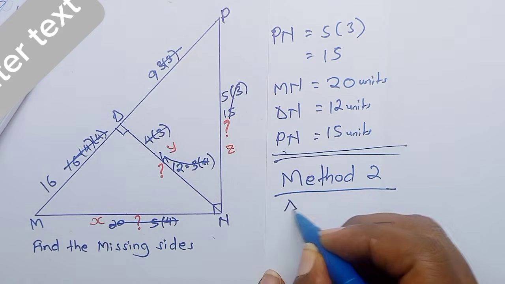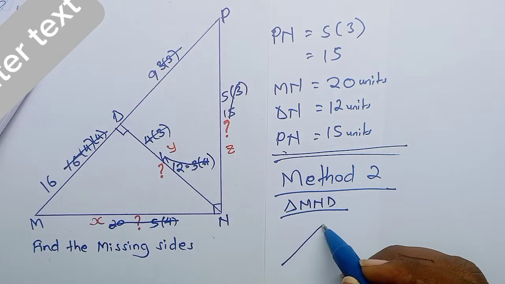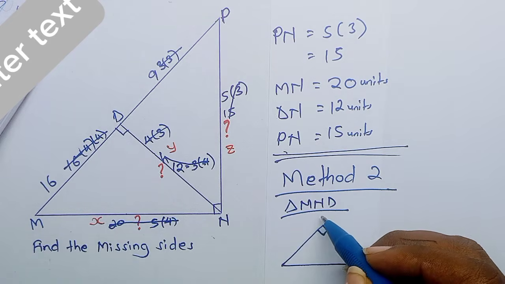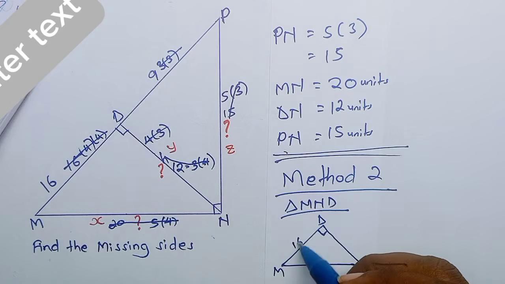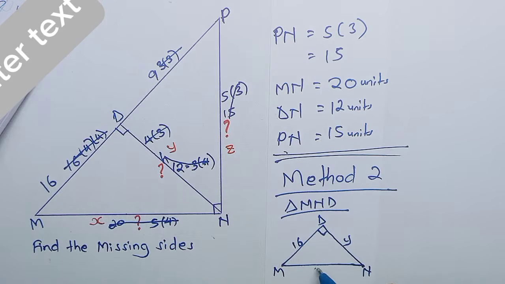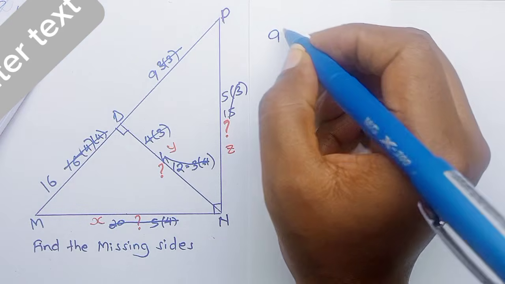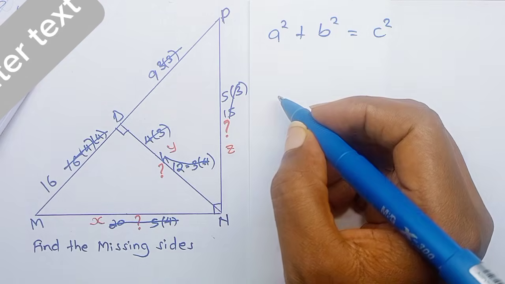So first focusing on triangle MND, which is like this. This is 90 degrees. This is DMN. This side is 16. DN is Y and MN is X. Since it's a right triangle, we can use Pythagoras theorem to solve. So according to Pythagoras theorem, a squared plus b squared is equal to c squared.